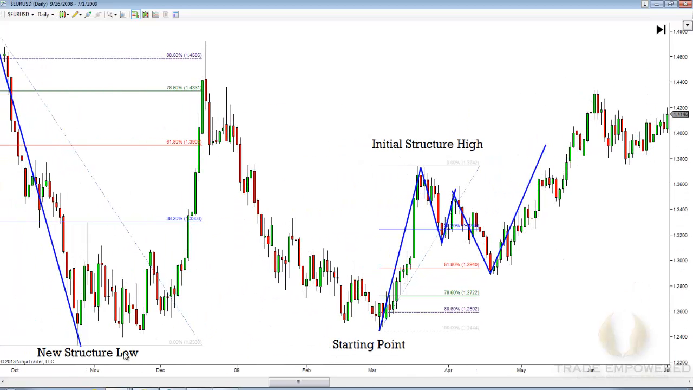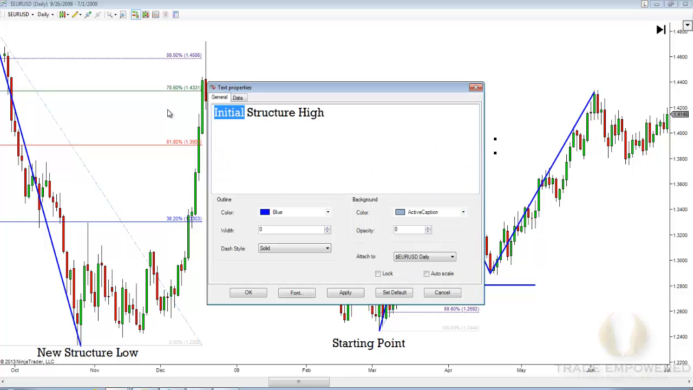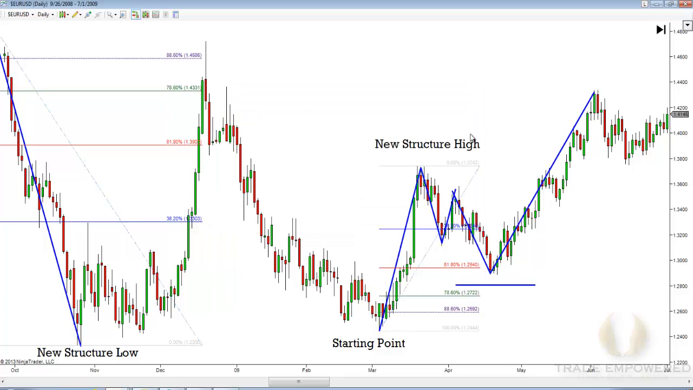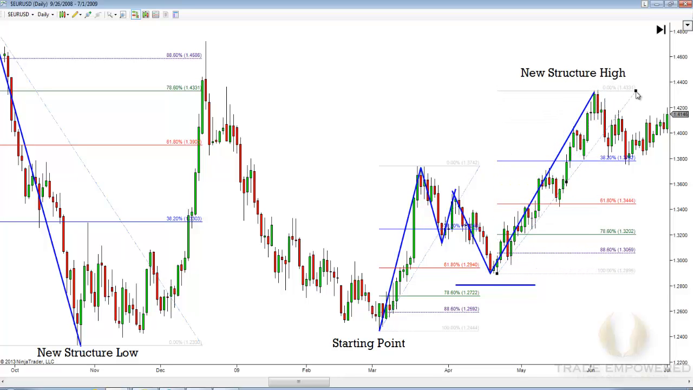So now we have our outside return starting right here. And you can see the move is made to a new structure high, giving us another impulse leg. Same thing. We take our Fibonacci retracement tool. We go from our swing low up to our swing high. And what do you know? Price action comes right to the 382.